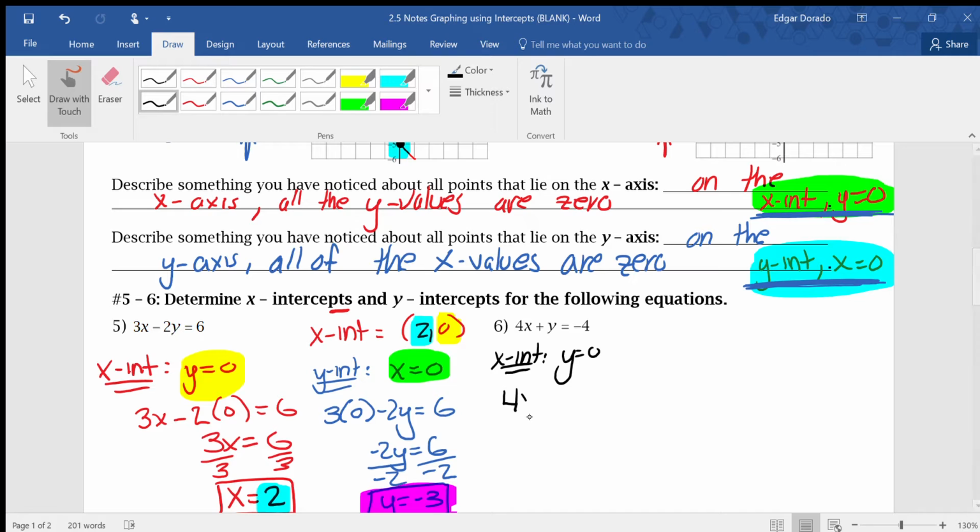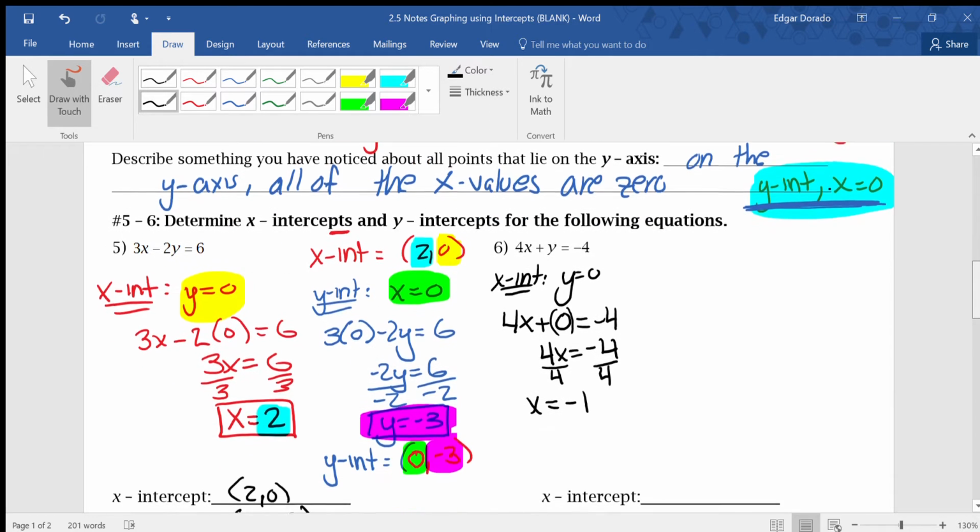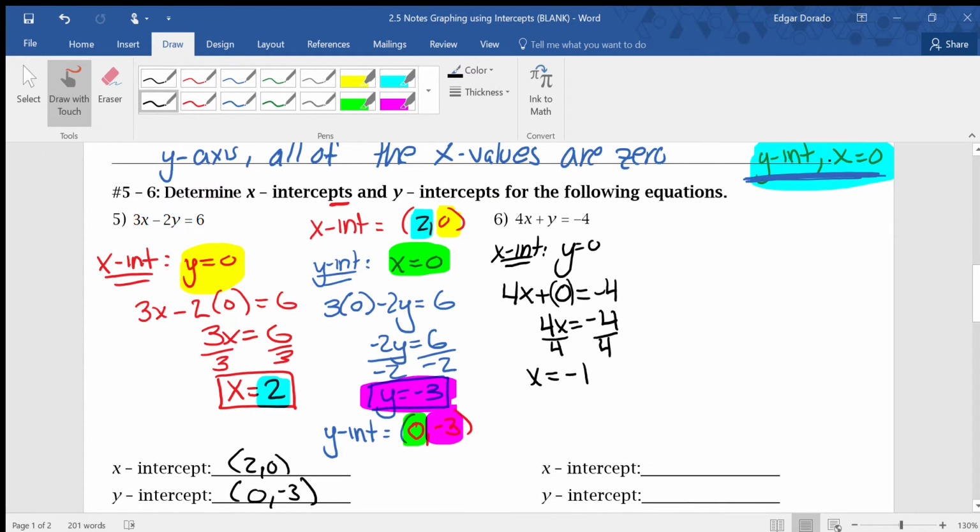So 4x plus 0 equals negative 4. Well, adding 0 is like doing nothing. So 4x equals negative 4, divided by 4. Get x equals negative 1. So my x-intercept, well, what is it?